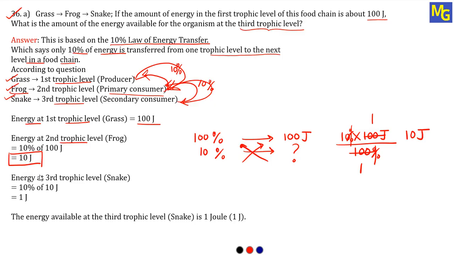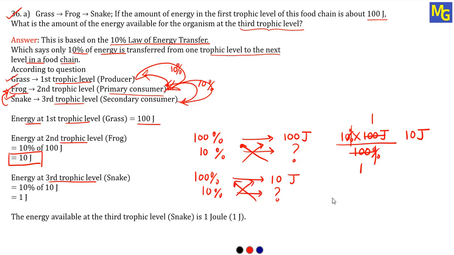Now, when the snake eats that frog, out of this 10, only 10% will be transferred. So, see here, energy at the third trophic level. Now, we have only 10 joules. So, this 10 joule is nothing but 100%. So, 100% is how much now? 10 joules, that is in the frog. Out of this, only 10% will be transferred. 10% means how much? Now, again, we have to cross multiply.